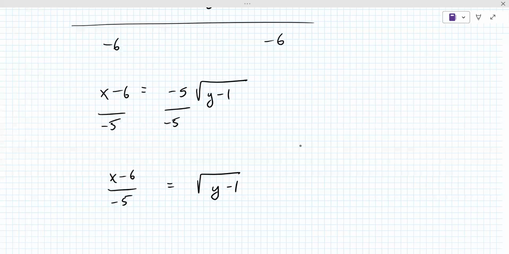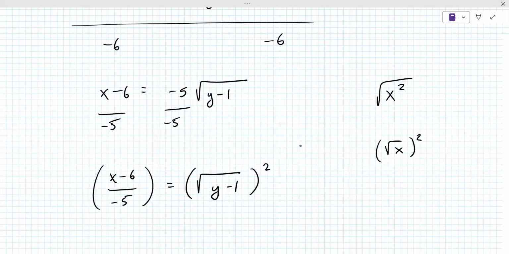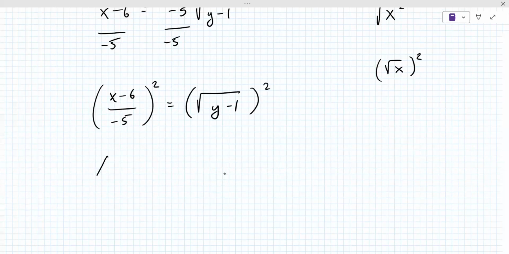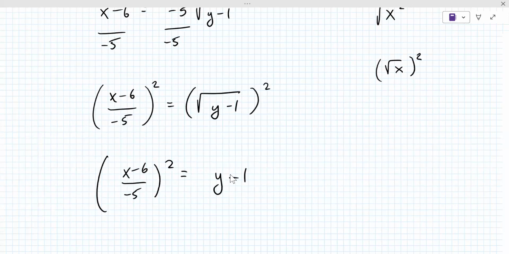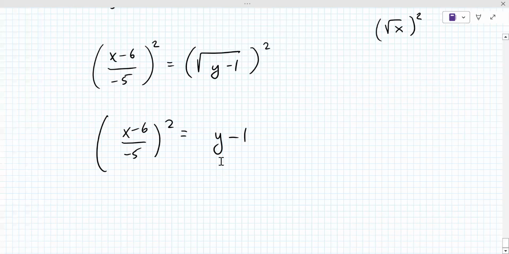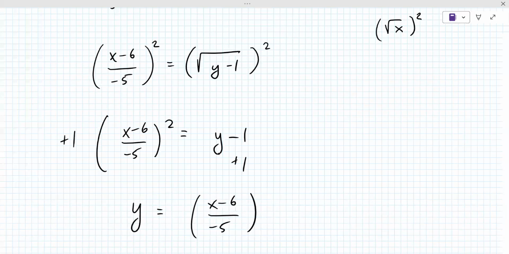How do you undo a square root? You root it. Oh, wait, no, you square it. Right. So you undo a square with a square root, and you undo a square root with a square. So you're squaring both sides. So ((x minus 6) over -5) squared equals y minus 1. Square both sides, and then you add 1. So there's your final answer, your inverse: ((x minus 6) over -5) squared plus 1.